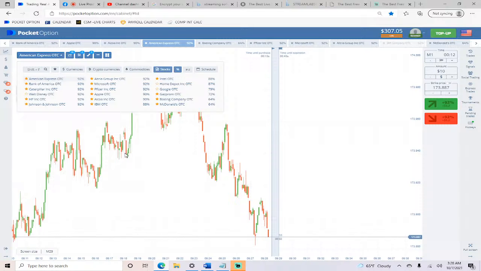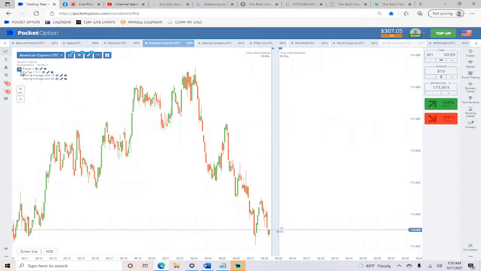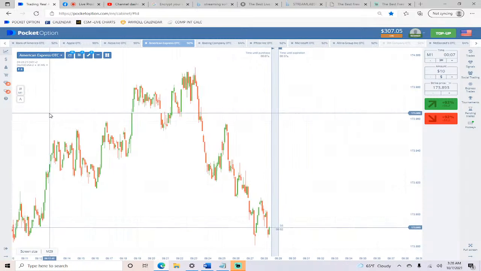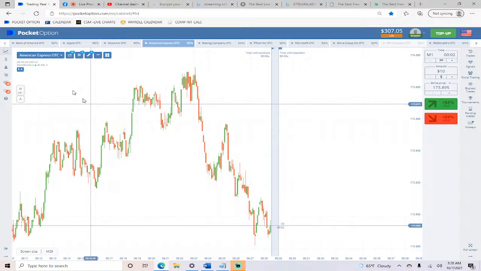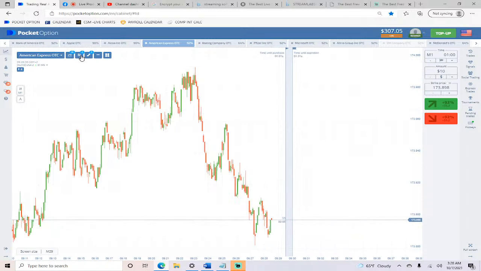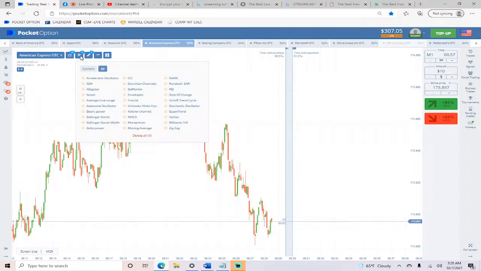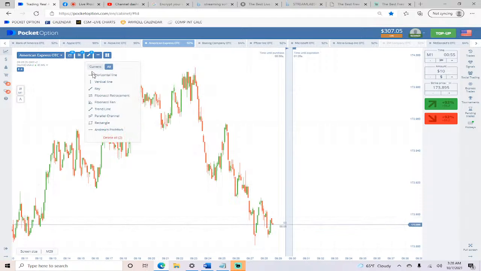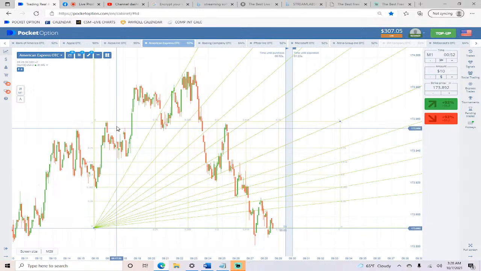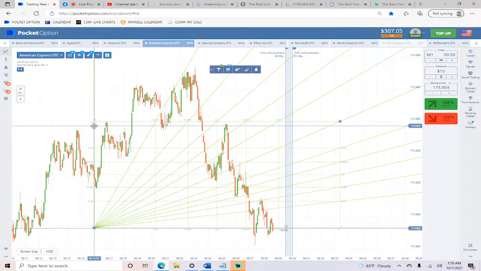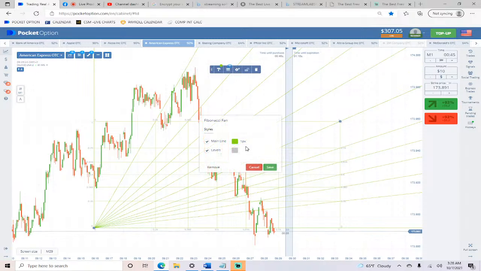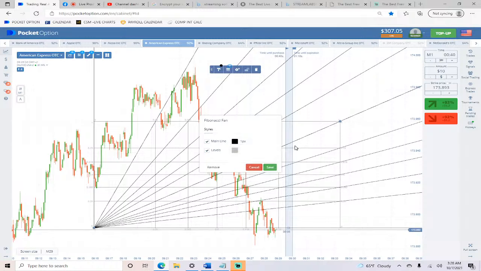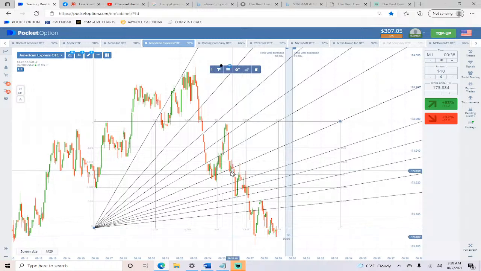So the payouts are a little higher. Let's take American Express, for example. We're going to go to our drawings, Fibonacci fan. You can keep it green. I like to change it to black. I try to color coordinate because it keeps me from getting confused. Save. Okay.